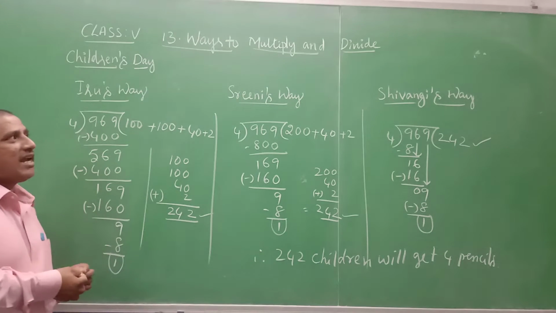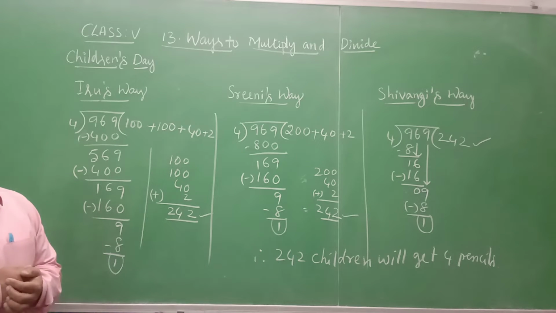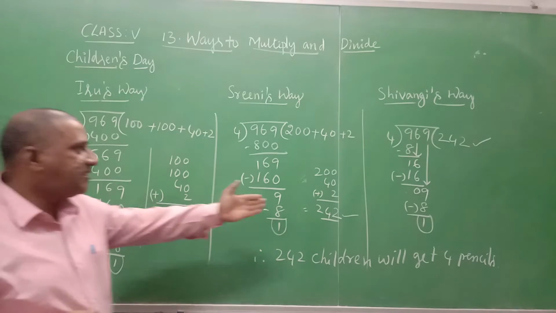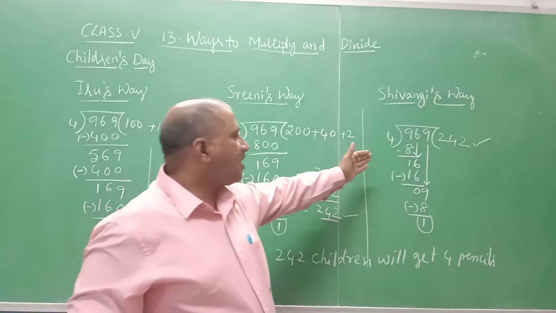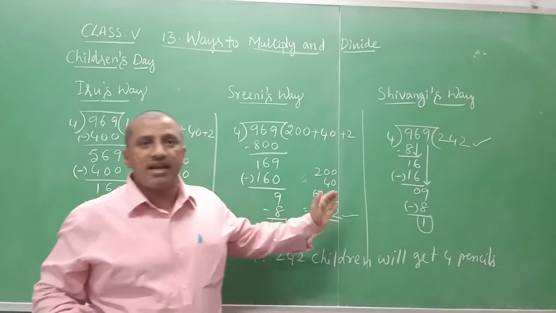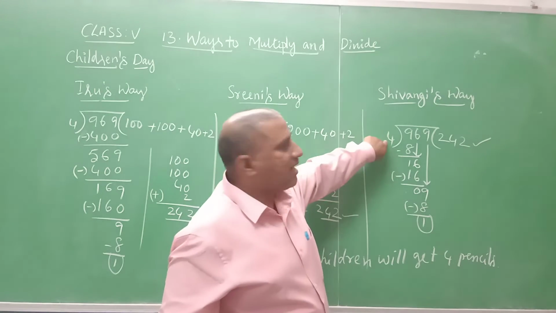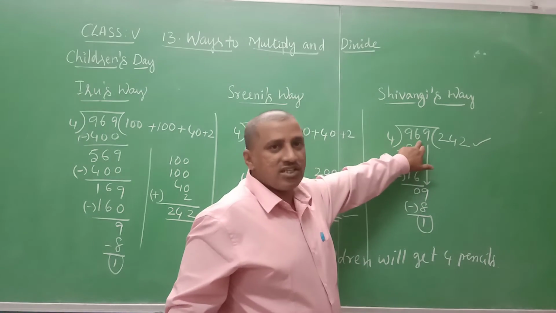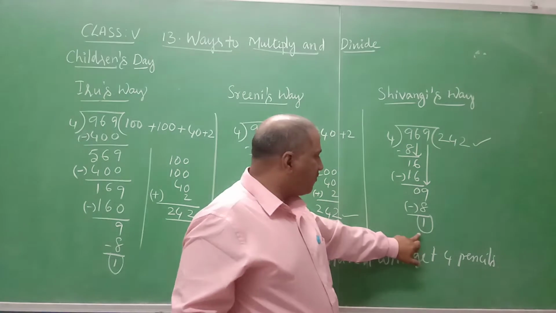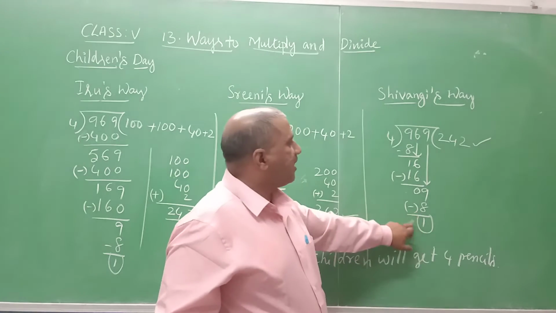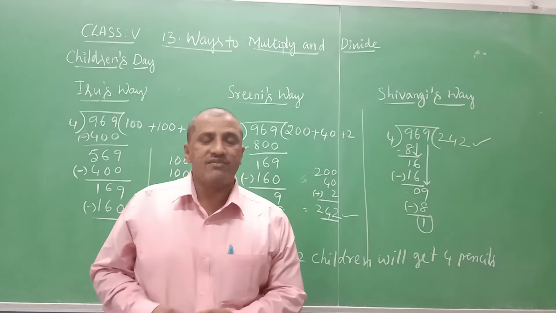So we can solve divisions in many ways. Here we have seen 3 different ways. This is the general way and the shortcut way which we will follow in divisions. Is it clear? This is division. What do we call this? 4 is the divisor, 969 is the dividend, 242 is the quotient, and the leftover is the remainder. Now we will discuss a few more questions on division.